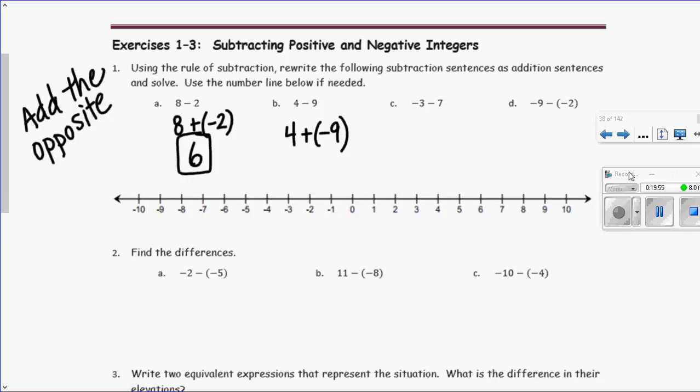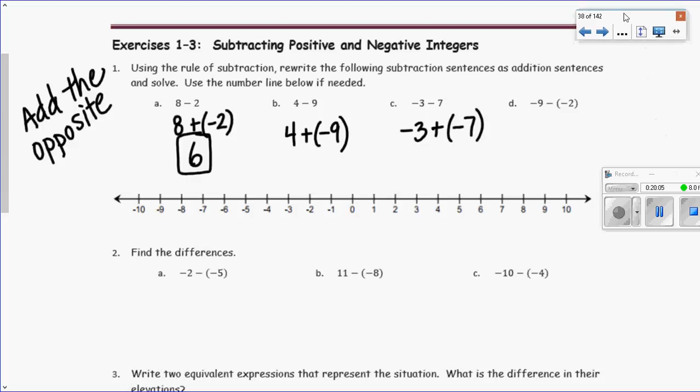For C, I'm going to add the opposite of 7. So negative 3, and then add the opposite of 7. So negative 7. And now you can do negative 3 plus negative 7.